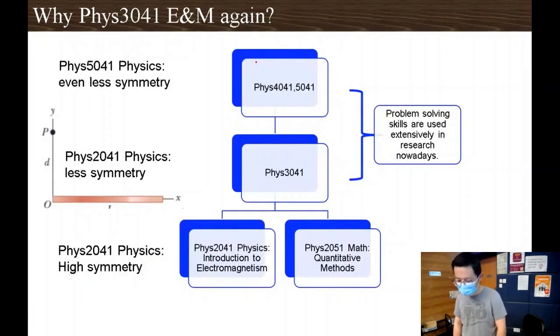Okay, and so now you may be convinced that you need to learn E&M in college, but you might still ask, we already studied this in the second year, in Physics 2041, which is introduction to heat and electromagnetism. So why do we need to learn about this again? What I want to say is that in Physics 2041, what you learn are very simple problems with high symmetry.